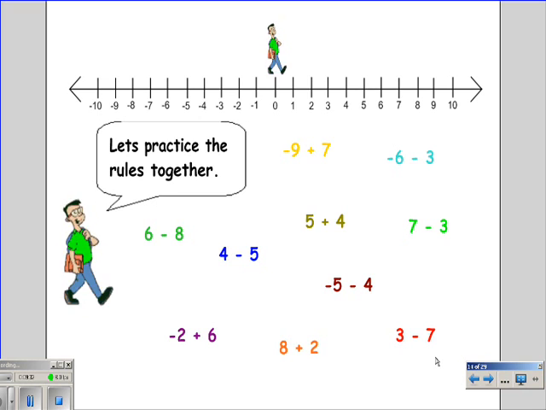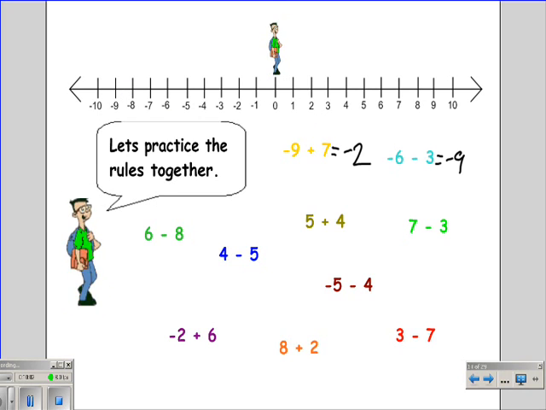Alright, hopefully you had enough time and were able to complete these problems pretty quickly and easily. So let's take a look at some of our solutions. I'm not going to use number line Larry to solve these. I'm just going to go through them with you quickly. Negative 9 plus 7, starting at negative 9, plus 7 means I end up at negative 2. Negative 6 minus 3, negative 6. I'm taking away, or subtracting, so I'm going more negative, so negative 9. 7 minus 3 is a total of 4.